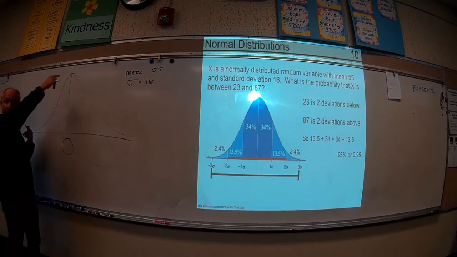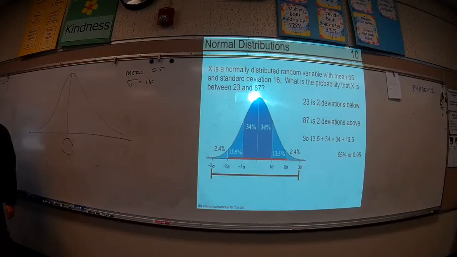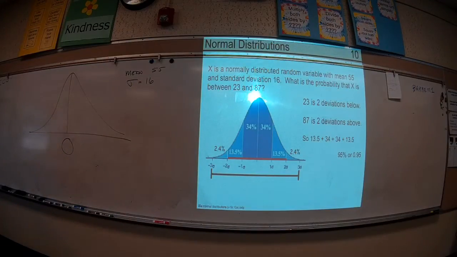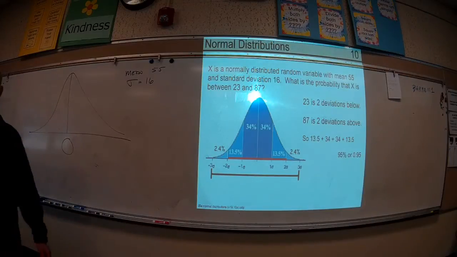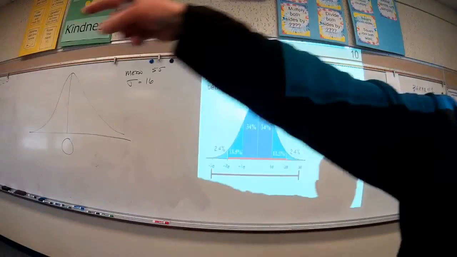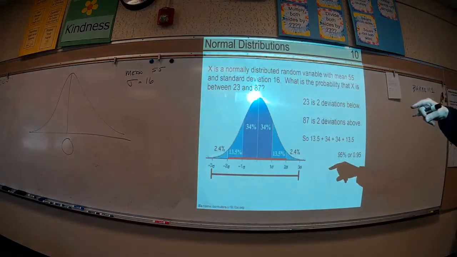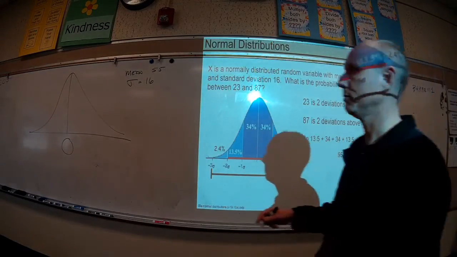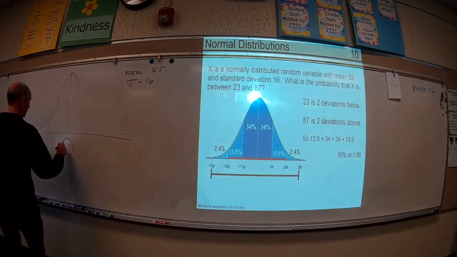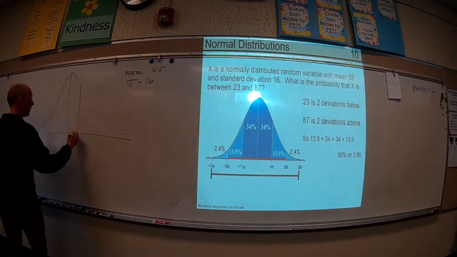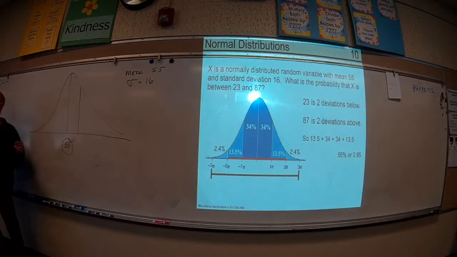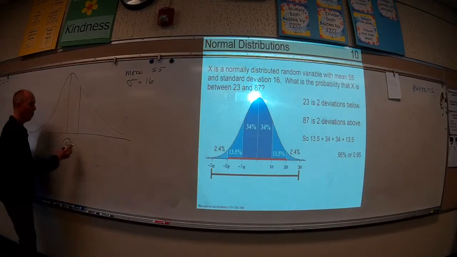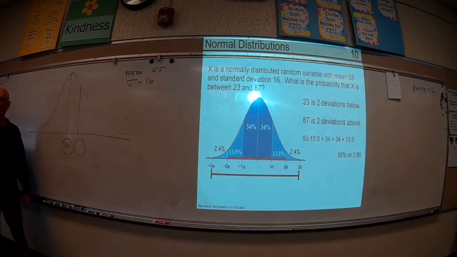I'm kind of graphing out this thing. What number would go right in the middle of this curve? Good. I'm just seeing if you're catching what we just did. 55. I want to go up 1 sigma. What number would go right there?